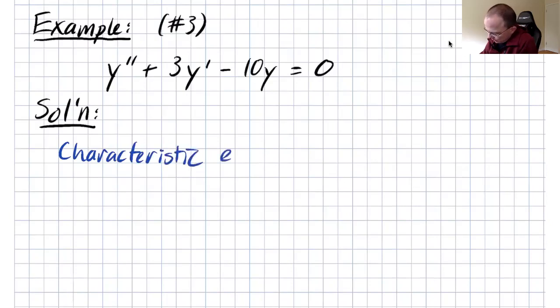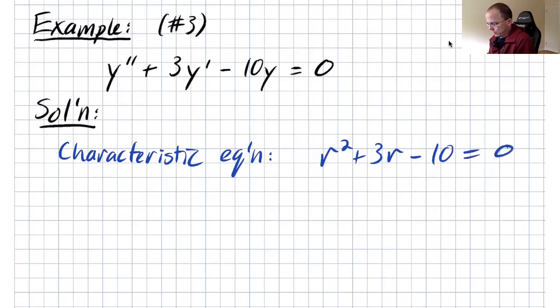Characteristic equation. And so we replace the y double prime with r squared. We replace the y prime with r. And then we just replace y with 1. So this is our characteristic equation, and we just need to find the roots of this equation.